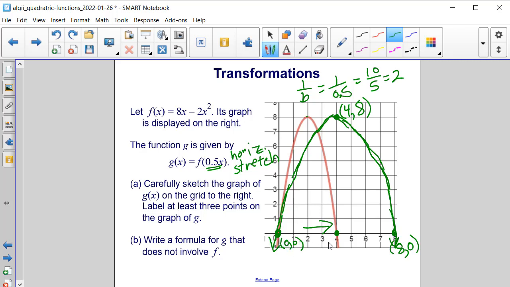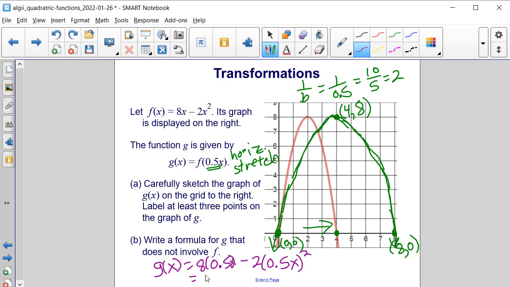So our new function will look something like this. And it does say to use 3 points. There are 3 points. And now let's write a formula for g that does not involve f. So g of x is f of 5/10 times x. So wherever an x is in the original function, we're going to substitute 5/10 x in for it. So g of x is equal to 8 times 5/10, or 1/2, times x, and then minus 2, and then 5/10 x squared.